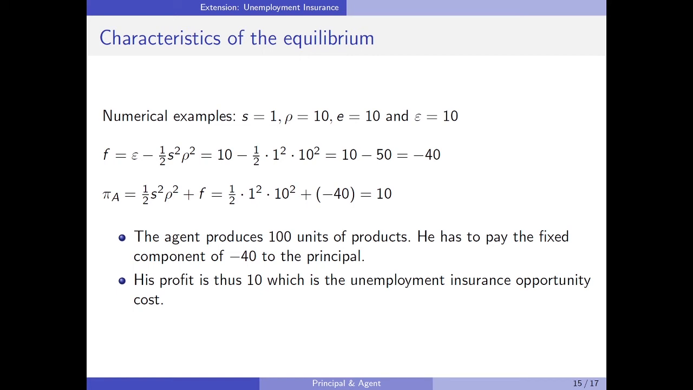Yes, we see the minus 40 in here, as we have also said that if epsilon does not exceed a certain level, the fixed salary is negative. So the fixed salary is negative, but the production is positive, given by 100. The revenue is given by R, and that was E times rho. So in this case, E is 10 times rho, 10, which is 100. This is the amount of units that the agent produces. When we look at the profit, we see that it becomes 10. So it is exactly equal to epsilon, which is given as 10. And this also satisfies the condition that we have found, which is pi A equals epsilon.